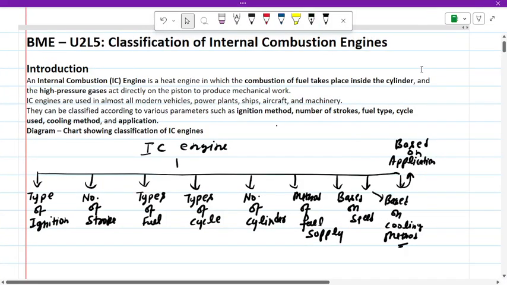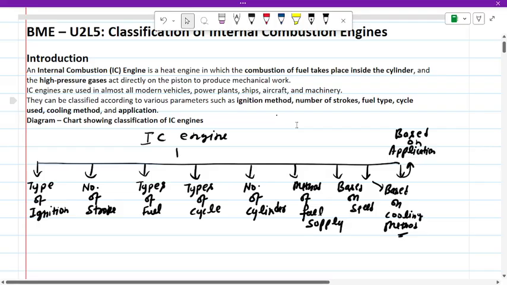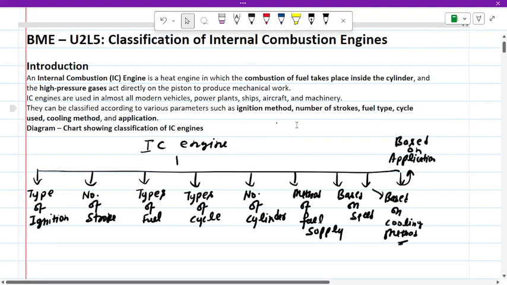Okay, hello. In this particular lecture, we will understand the classification of internal combustion engines. Okay, so I will start quite quickly, and we will understand this just like a revision. So in classification, first we will see a flow chart.